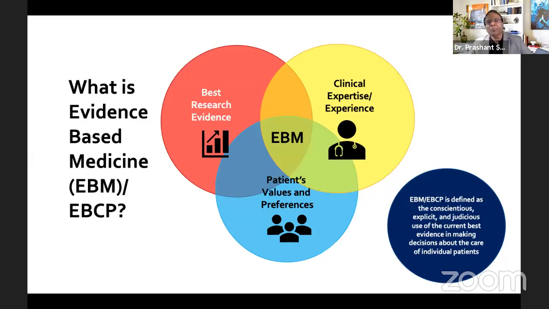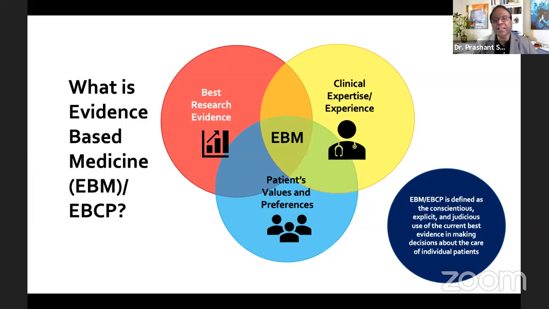Since then, a lot of terms have been derived from the term evidence-based medicine, but more or less they are the same. They are just related to different types of practice, for example, nursing, dentistry, pharmacy, public health. So we normally refer to them as evidence-based clinical practice or evidence-based nursing practice or evidence-based public health practice. But the principle of those practices is the same. So in this lecture, I'm going to use these terms interchangeably.